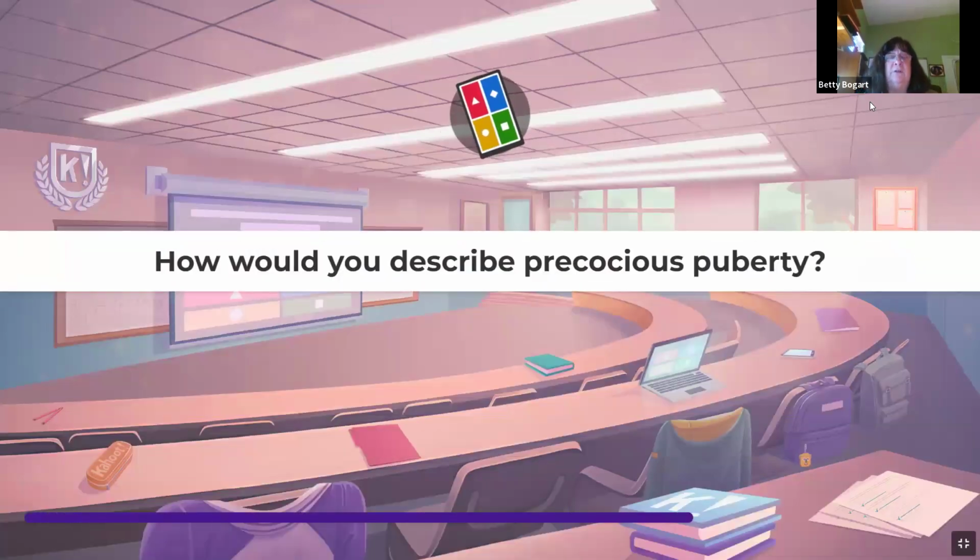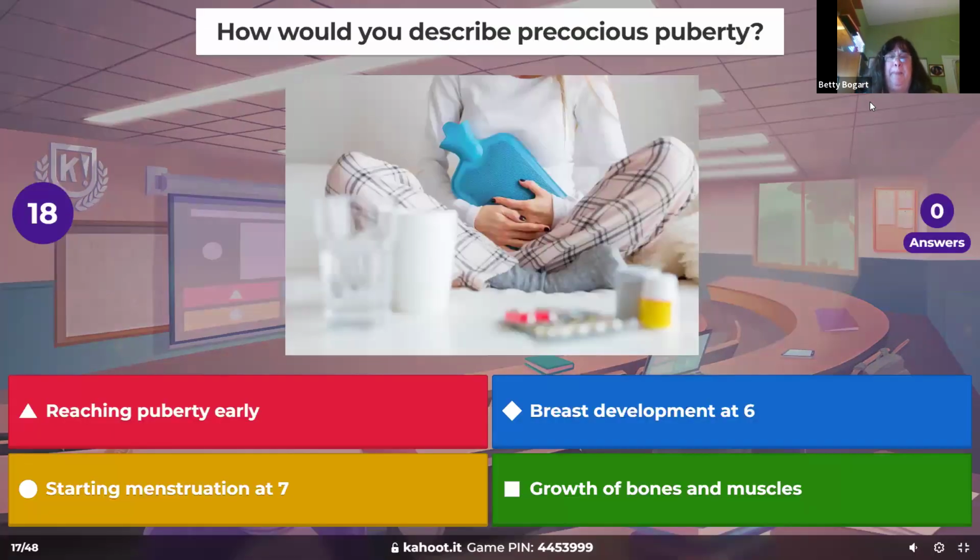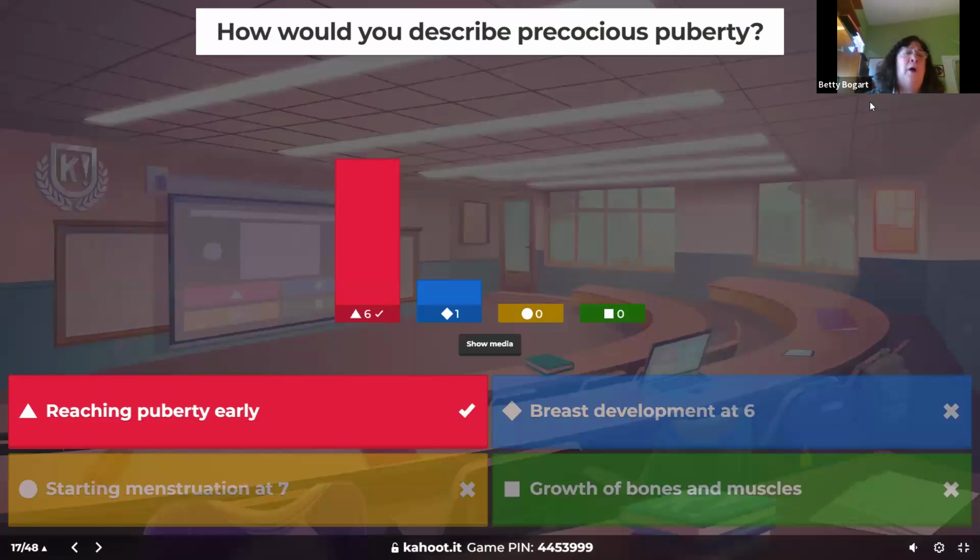How would you describe precocious puberty? And it can happen in boys or girls. And if we're going through it, there's actually something called Lupron we can give to stop the puberty. But what happens is they go through puberty early. This is a 6-year-old getting breasts. This is a young 7-year-old boy getting facial hair. So these children don't need to go through puberty that early. Can you imagine the teasing that would be going on? So Lupron.